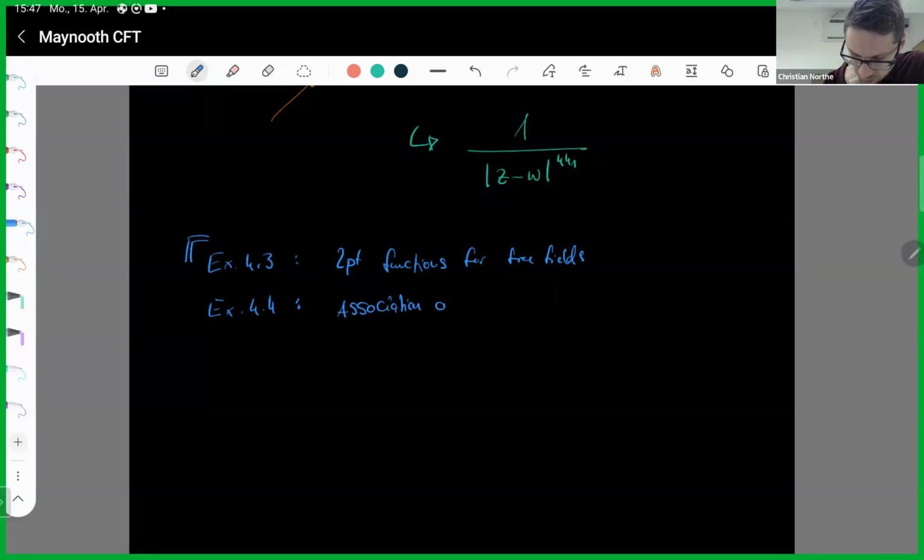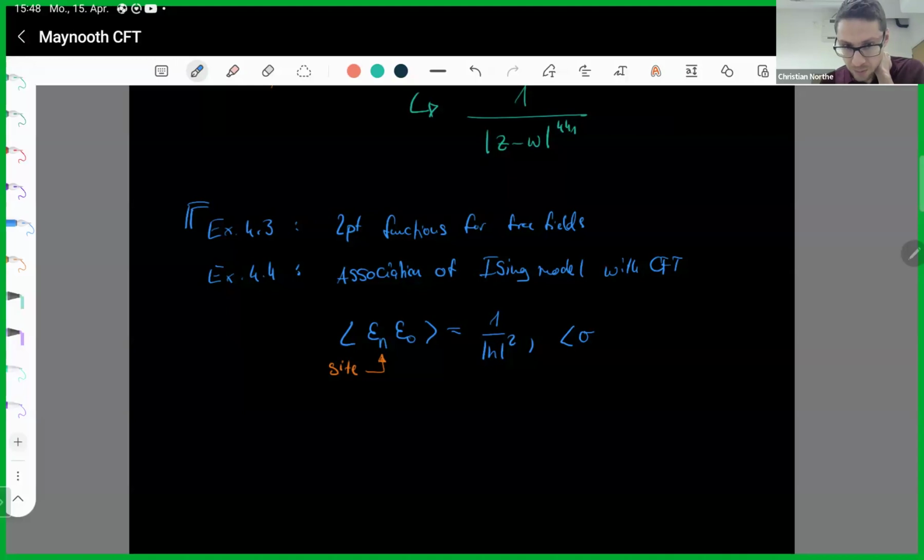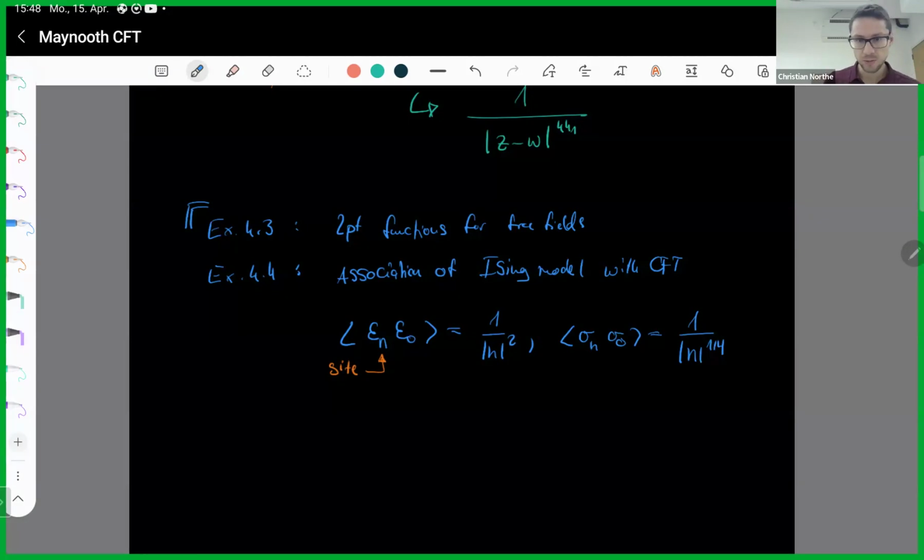Association of the Ising model with a CFT. So in the Ising model, what you find is that you have correlators of something called the energy operator. So let's declare lattice sites. This is site n, and then there is site 0, obviously. And this thing, you can just evaluate on a lattice, and you will find 1 over the distance squared. And similarly, there's a spin operator where you can do the same thing. And you will also find the power law. But this power law is going to be 1 over 4.